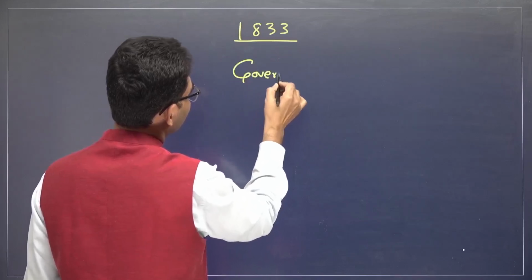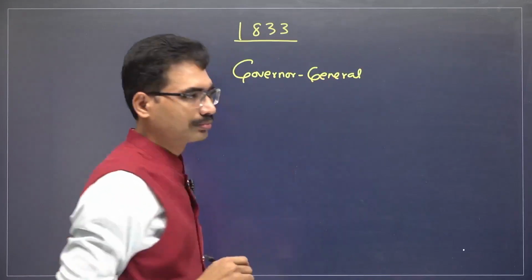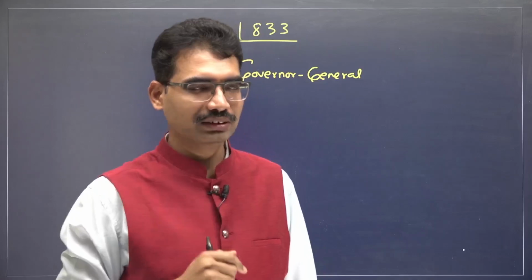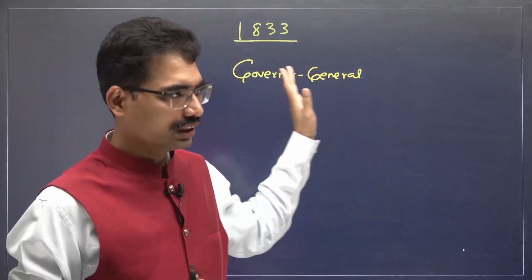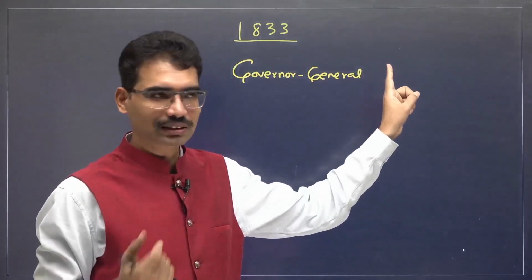Governor General. Who is the first Governor General of Fort William? Remember it. In the end, I am going to give you questions like that. Governor General of Fort William, Warren Hastings.